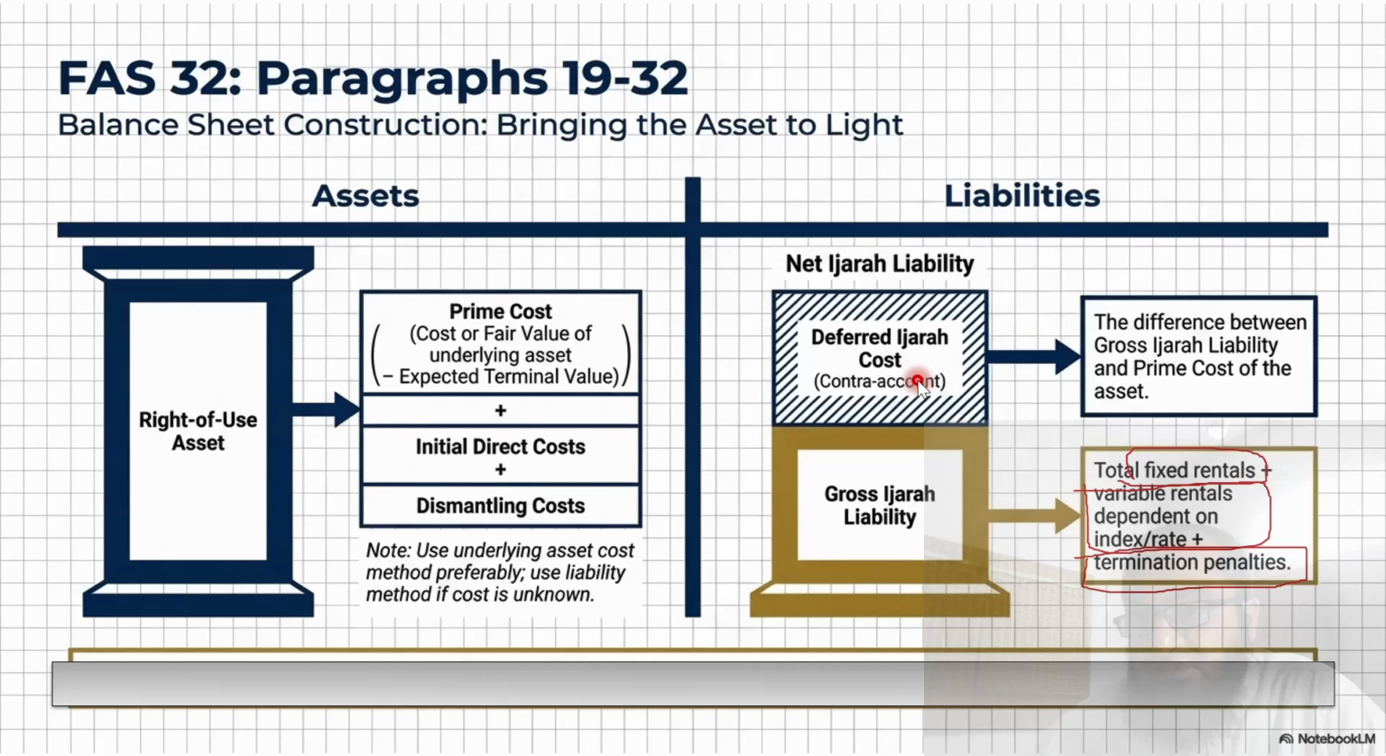How do we work out the deferred Ijara cost? Is it the difference between this and this, simply? So in a nutshell, the asset will be debited at fair value plus the direct cost, and the liability will also be equally credited at the fair value of the asset. That's the present value of the liability, most likely.